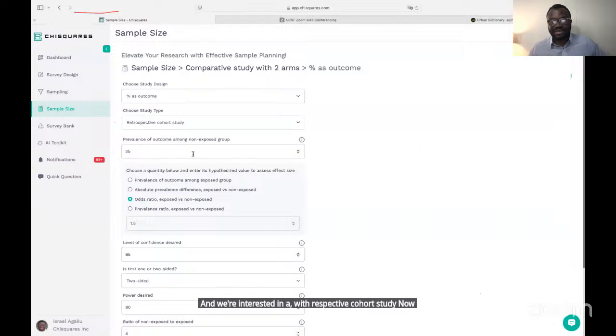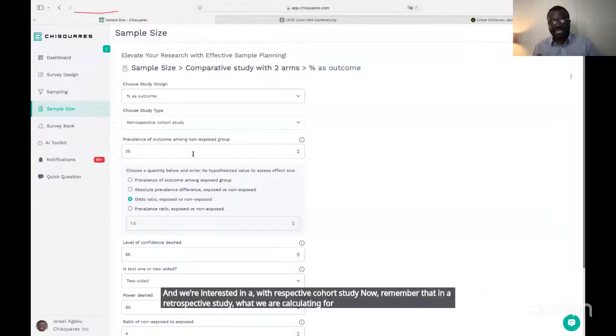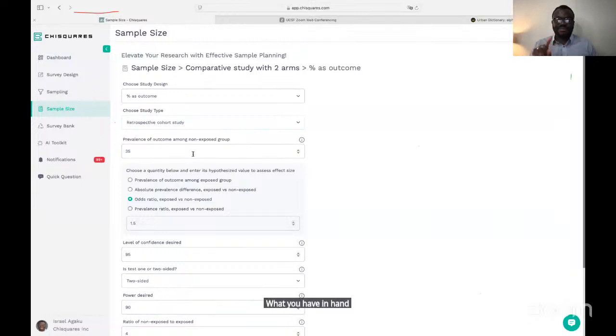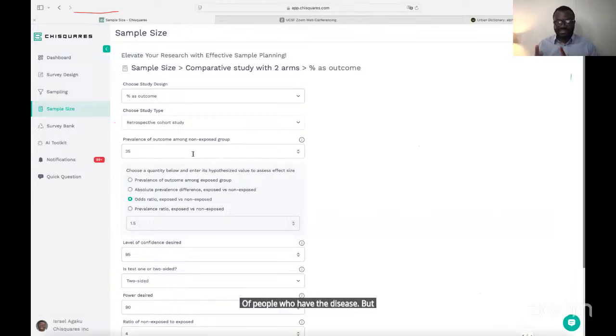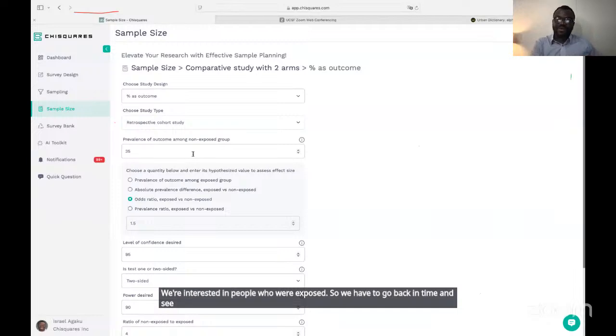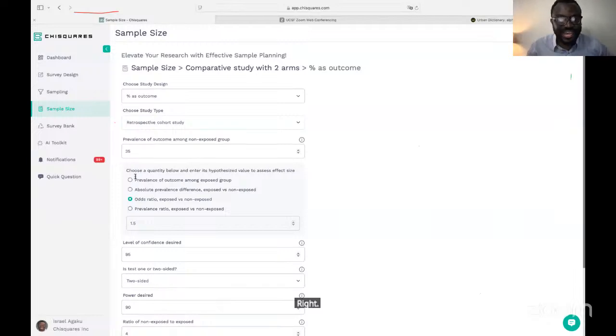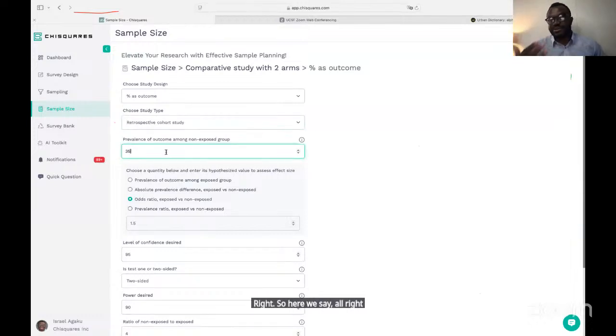Now, remember that in a retrospective cohort study, what we are calculating is the sample size for exposed and non-exposed. What you have in hand may not be exposed and non-exposed. What you have in hand is cases, people who have the disease. You are working in a hospital, so you have counted, I have 200 case notes or case records of people who have the disease. But that's not really what is interesting for a retrospective cohort study. We're not interested in the cases just yet. We're interested in people who were exposed. So we have to go back in time and see how many were exposed and how many were not exposed, right? So here we say, all right, what's the prevalence of the outcome among the non-exposed group?